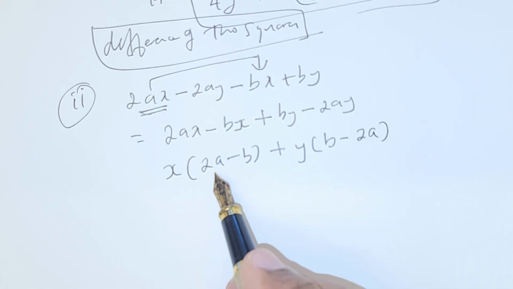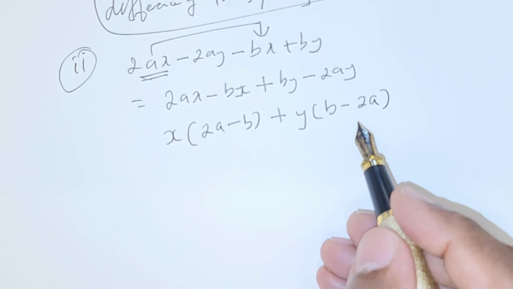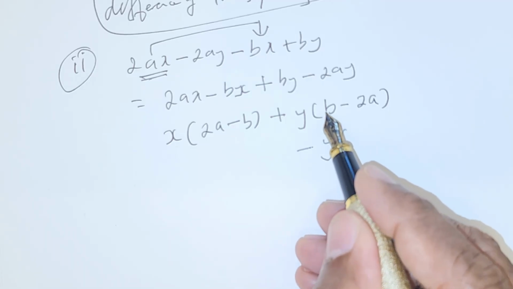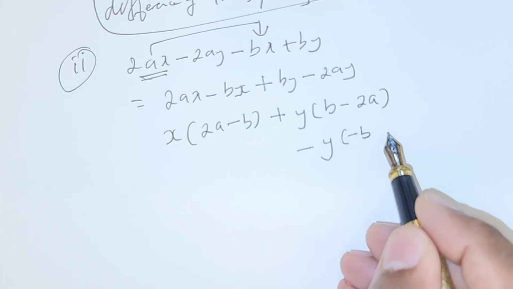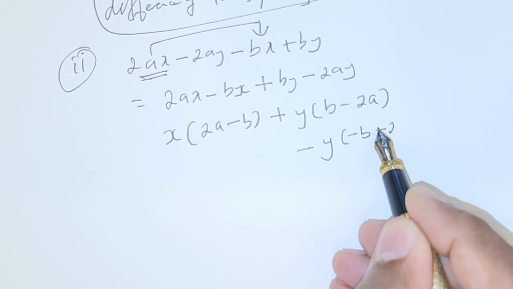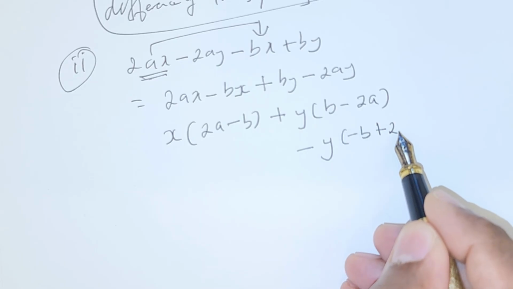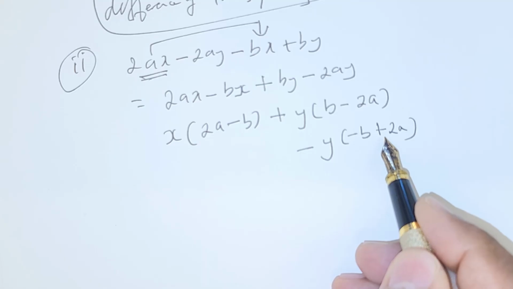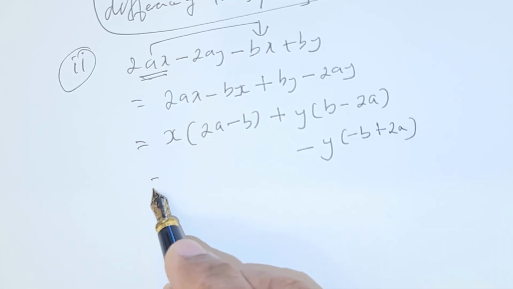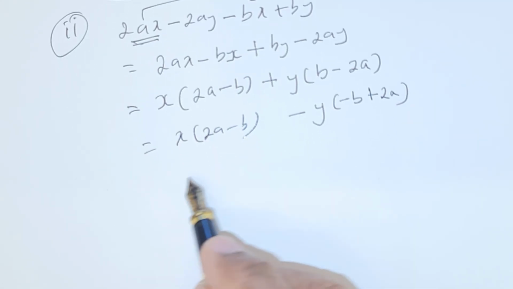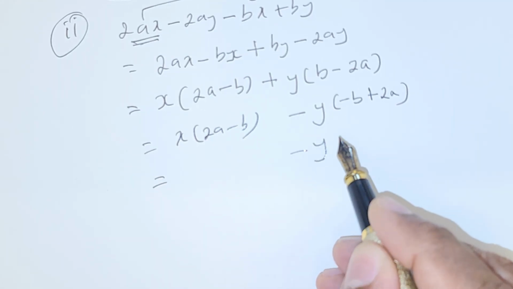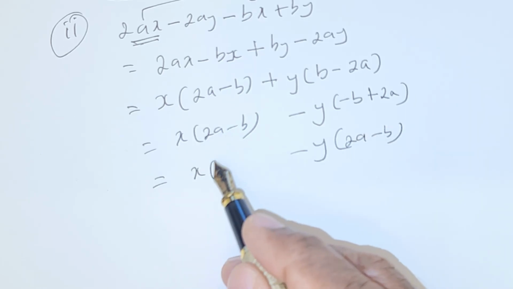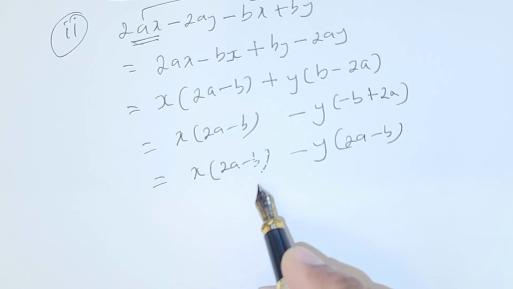Okay, now clearly you see here 2a - b and b - 2a. So what we can do is bring a negative sign out. If I bring a negative sign out, the positive b will become negative b, and the negative 2a will become positive. So this is equal to x(2a - b), right? Now I can rewrite this one step more. So this can be rewritten as -y(2a - b), and x(2a - b) stays as it is. So this is what we got.